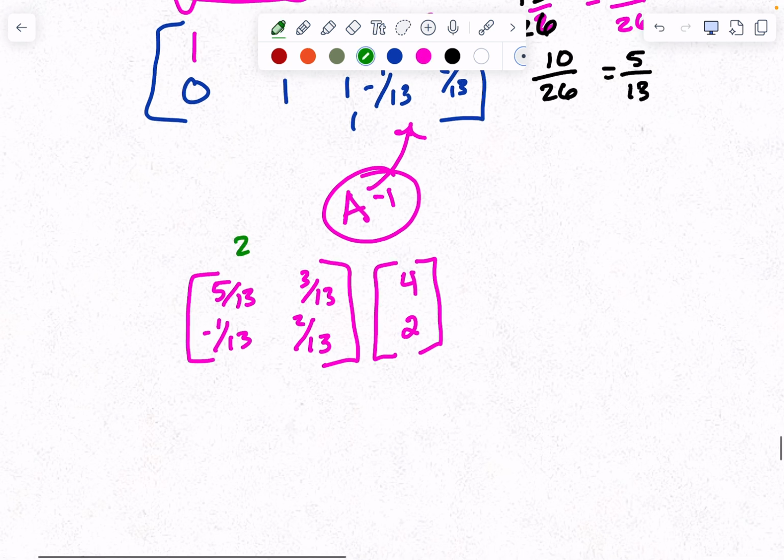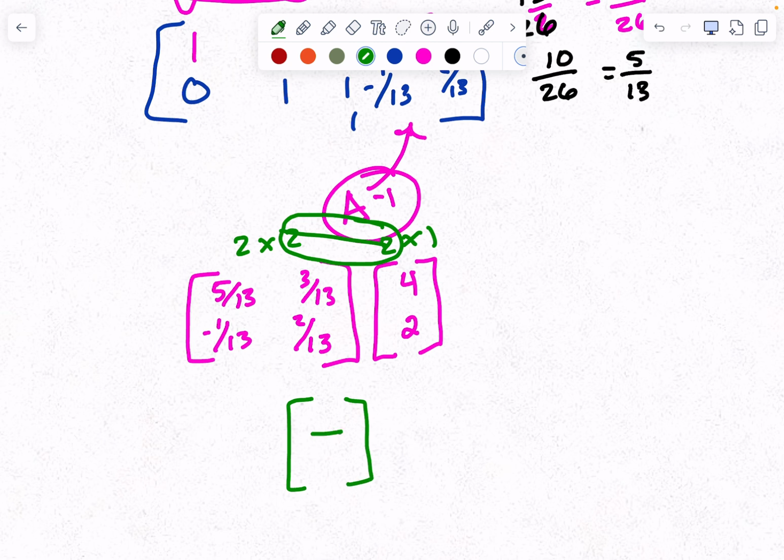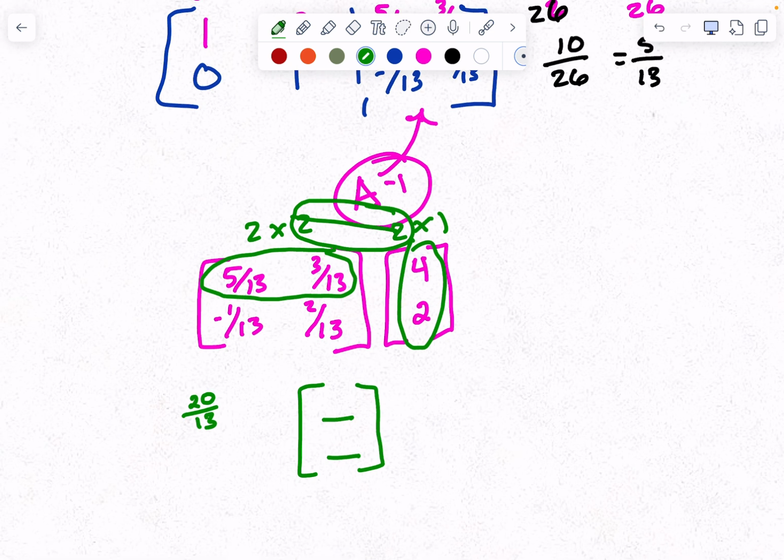Okay, now this is a 2 by 2. This is a 2 by 1. Can I multiply these together? Yes, and the answer will be a 2 by 1. Okay, I'm going to take these times these. What's 5 over 13 times 4? 20 over 13, right? What's 3 over 13 times 2? 6 over 13. 20 plus 6 is 26 over 13, which is 2, right? 26 over 13 is 2. Hey, that comes out nice.